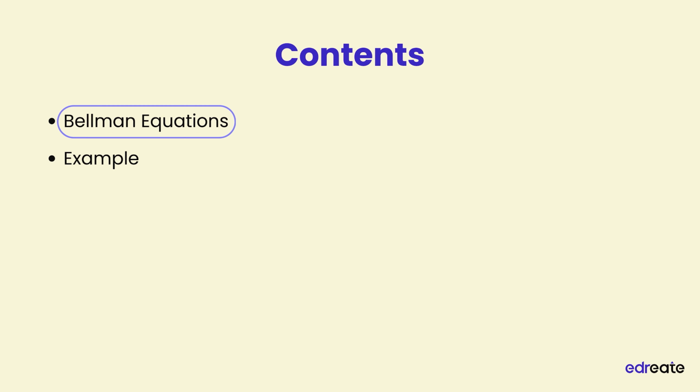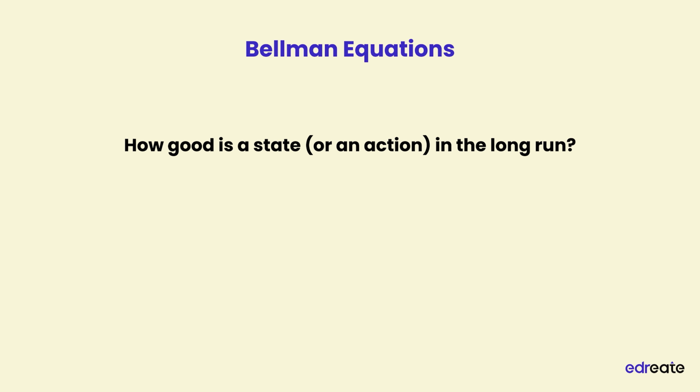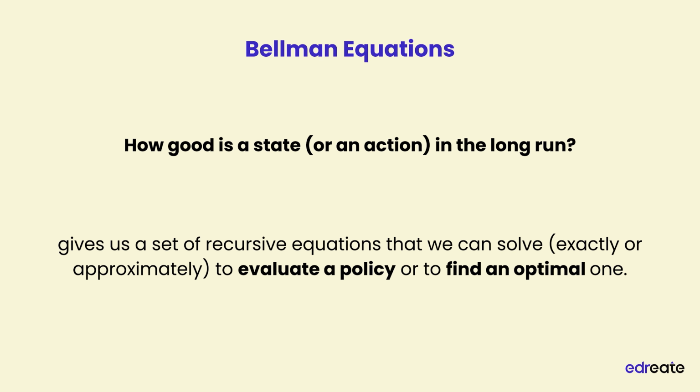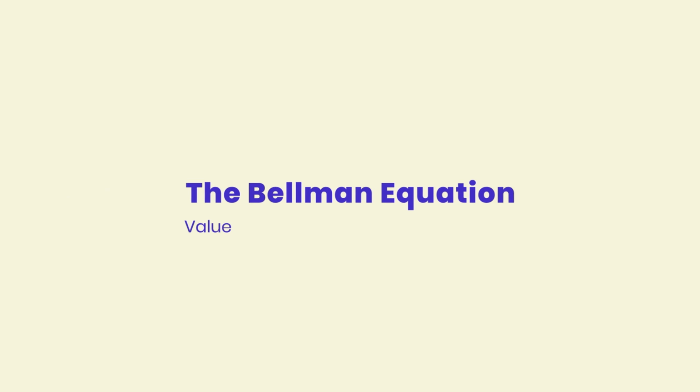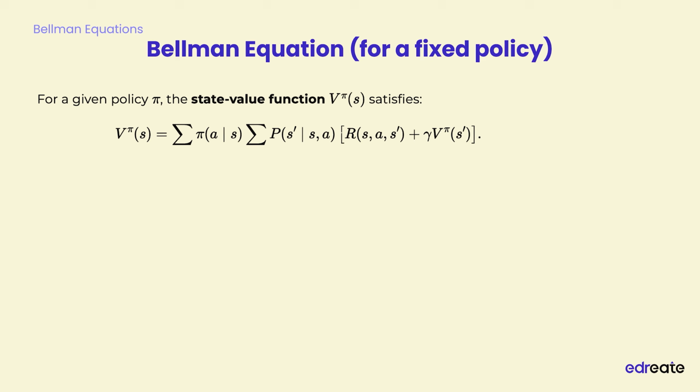We need to answer the question, how good is a state or an action in the long run? And the Bellman equation gives us a set of recursive equations that we can solve exactly or approximately to evaluate a policy or to find a new one. The Bellman equation expresses the value of a state in terms of future rewards. For a fixed policy pi, the state value function v pi of s satisfies this equation. This is the Bellman expectation equation.